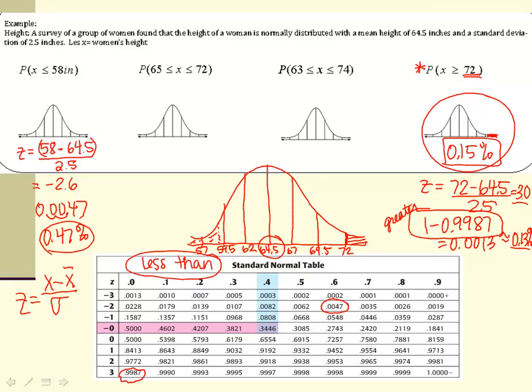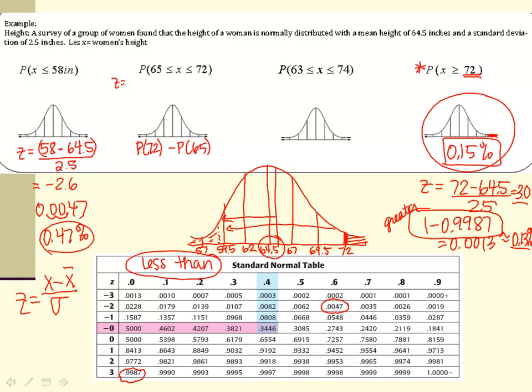Okay, let's try one more. Here it's saying between two values. And the way it works is I'm going to look from 72 all the way down, and then from 65 all the way down, and I'm going to subtract the overlap that I did. So I'm going to take the probability at 72 and subtract the probability at 65. Now in order to do that, I need a z-score for both of them. So I'm going to do a little work.